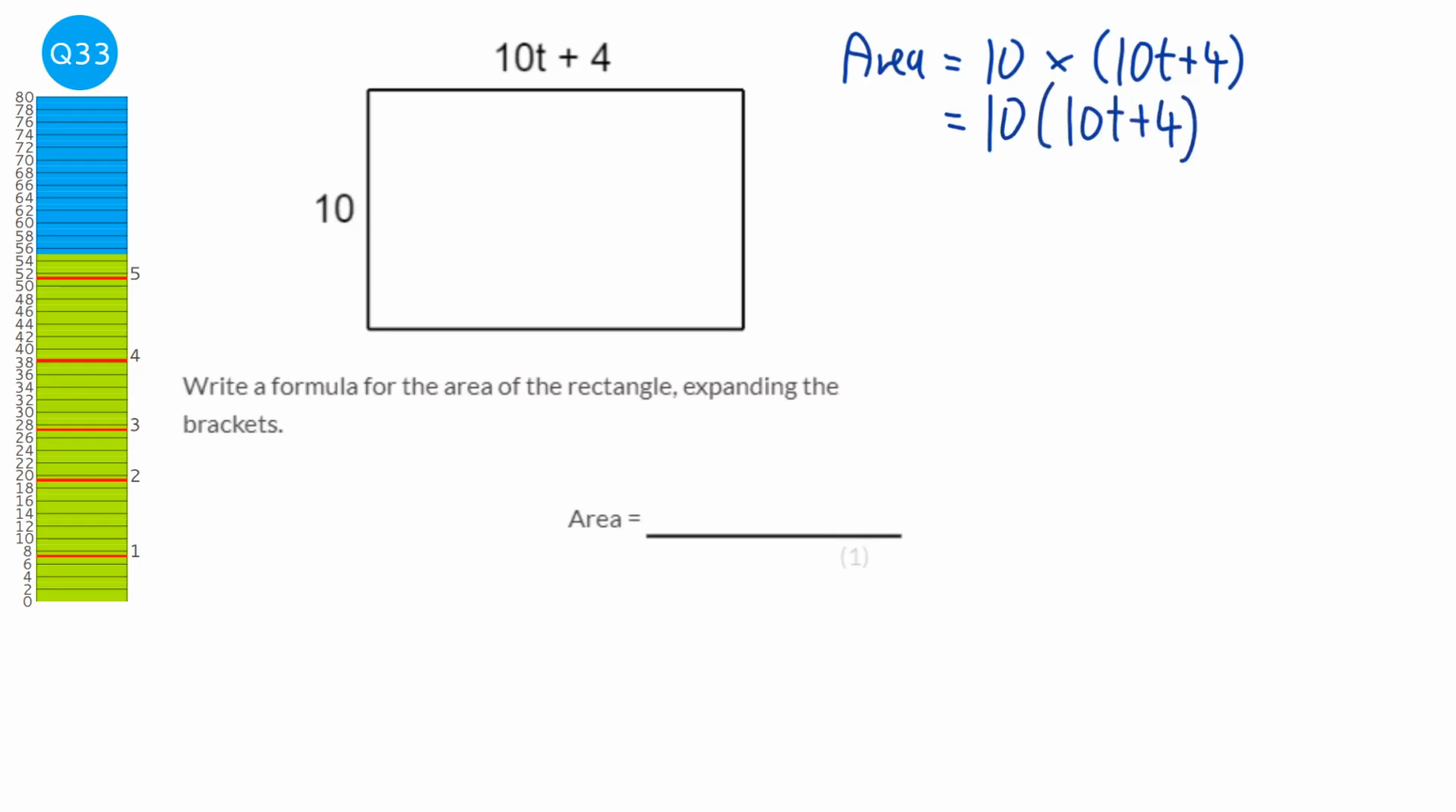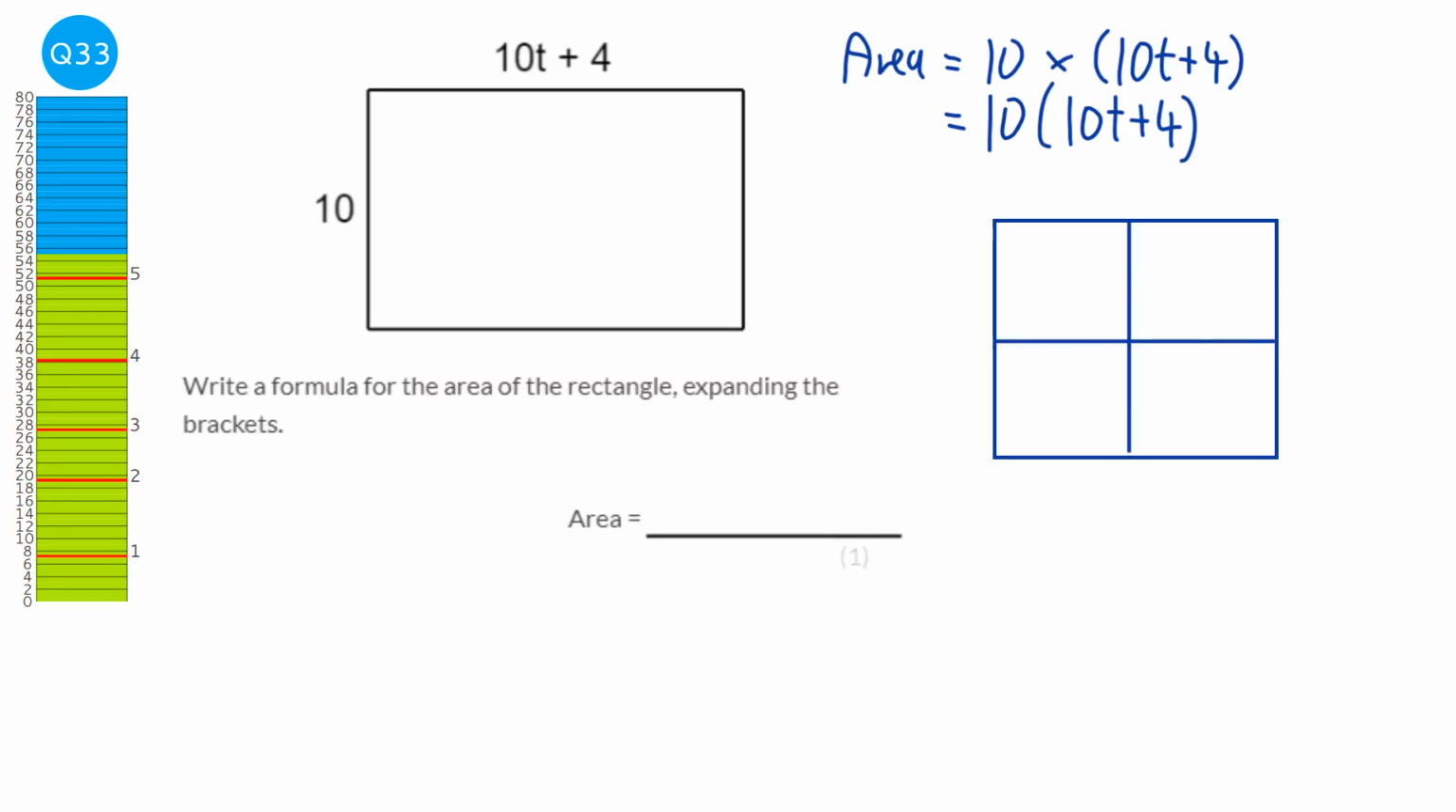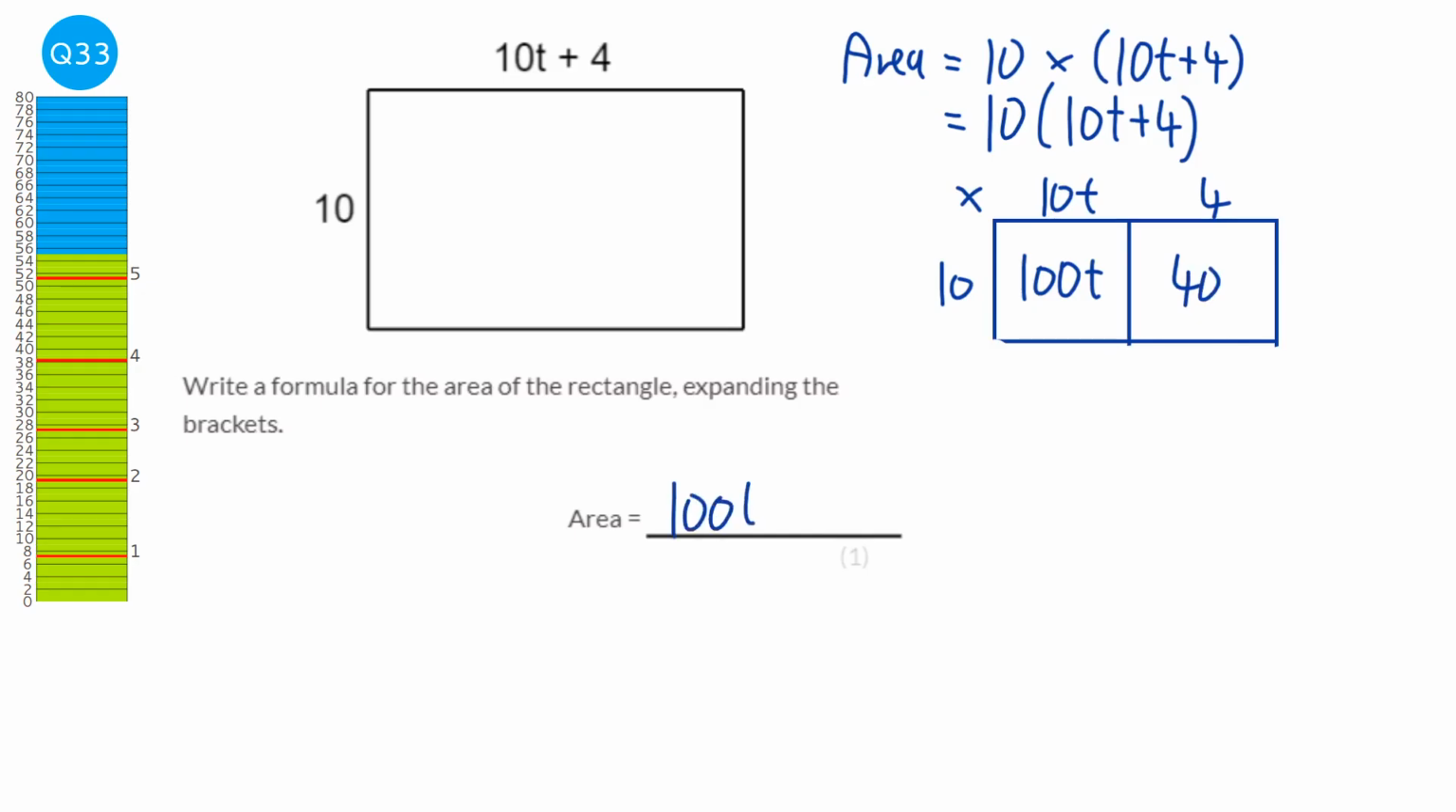And whichever method you use to expand brackets, feel free to do it here. I'm going to just do the grid method, but whatever method you prefer. Actually, I've done too many here. Let's get rid of that. So we've got 10 times 10t plus 4. So we're timesing them, so 10 times 10t, 10 times 10 is 100, so it'd be 100t, 10 times 4 is 40. So our answer will be 100t plus 40.